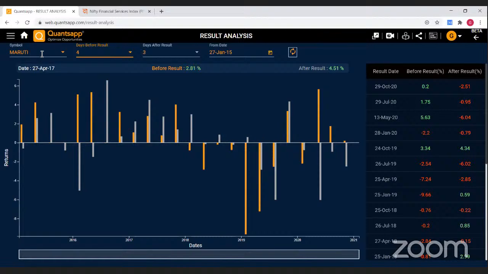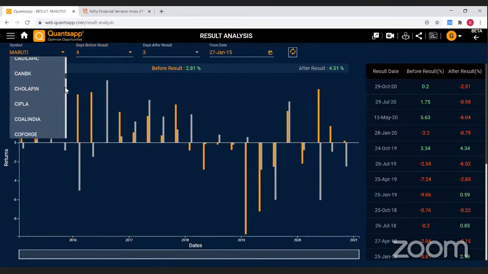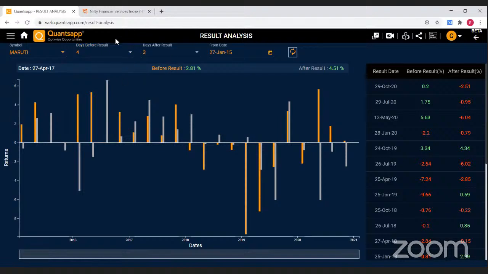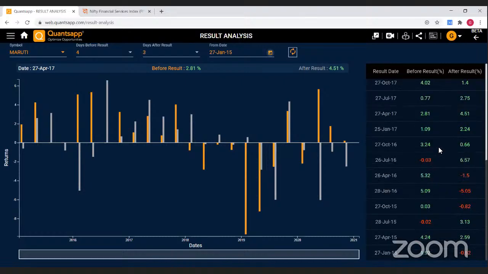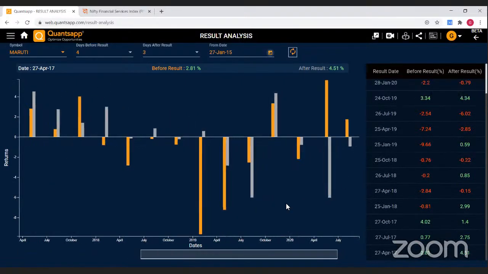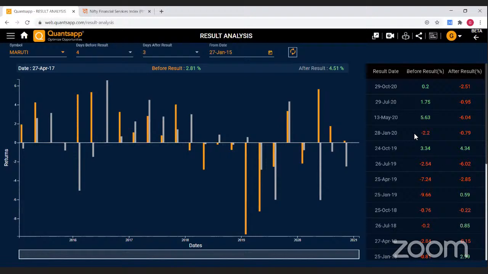So we have taken Maruti. You can also take any of the FNO stocks. You can select according to a strategy. You can select the movement of the stock, and then you can select from when you want to see the results, stock performance. So this was about the result analysis tool.